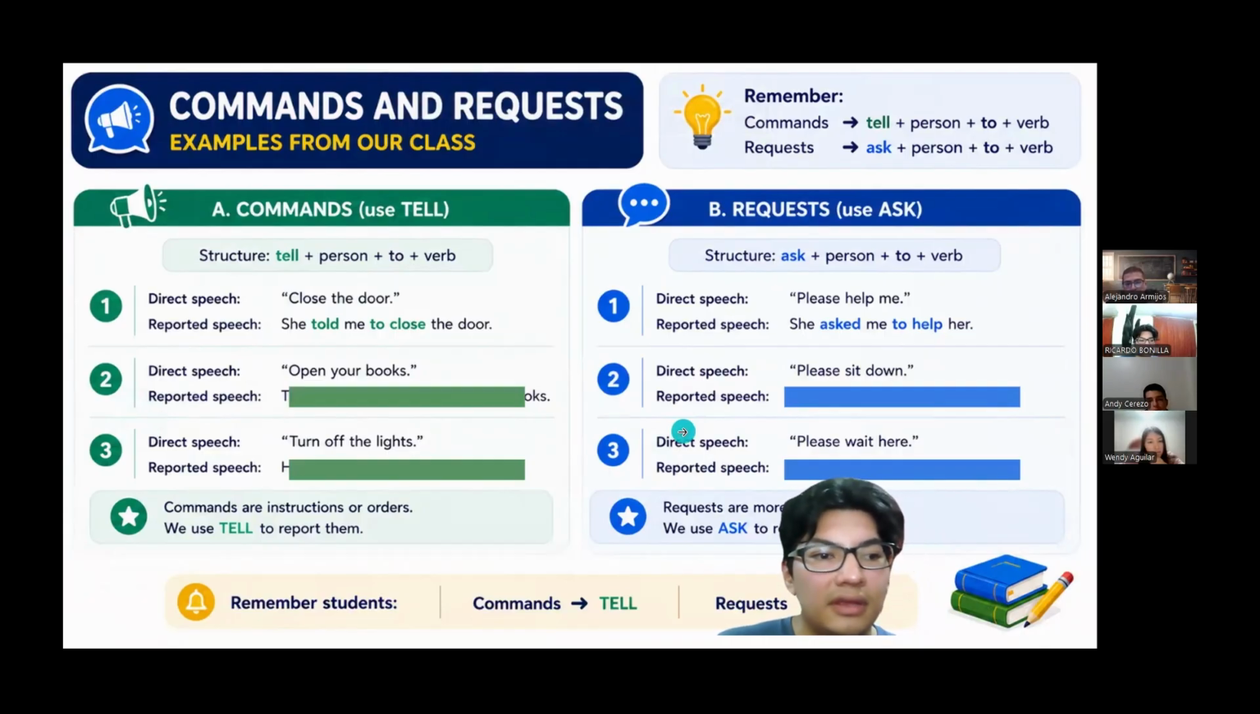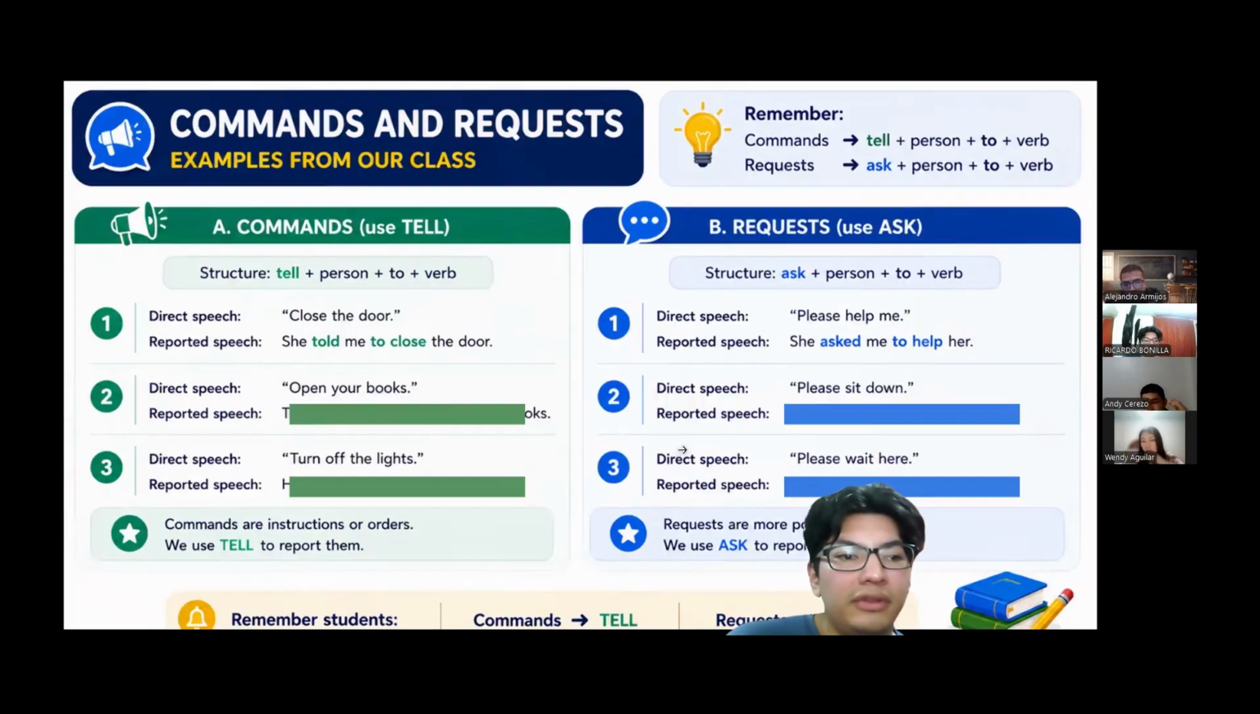Now let's continue with requests. Requests are more polite. For requests, we usually use ask plus person plus to plus verb. Now, the first example: please help me. Alejandro, can you repeat this first subject, please? She asked me to help her.